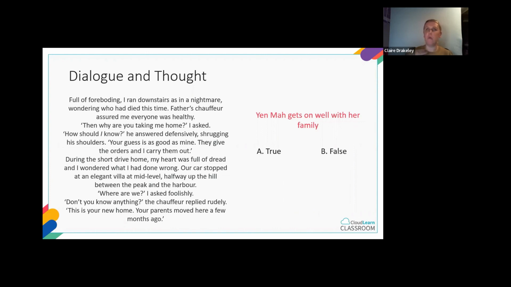So again, without saying, I don't get on with my family, the author has said it to us. So that is how important your word choice is. That is how important things like dialogue and internal thought are, because they can say what you don't need to say expressively.